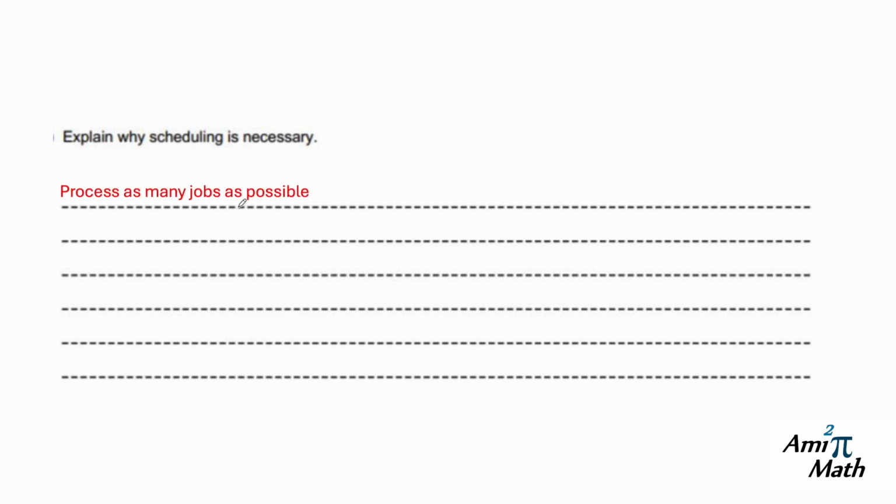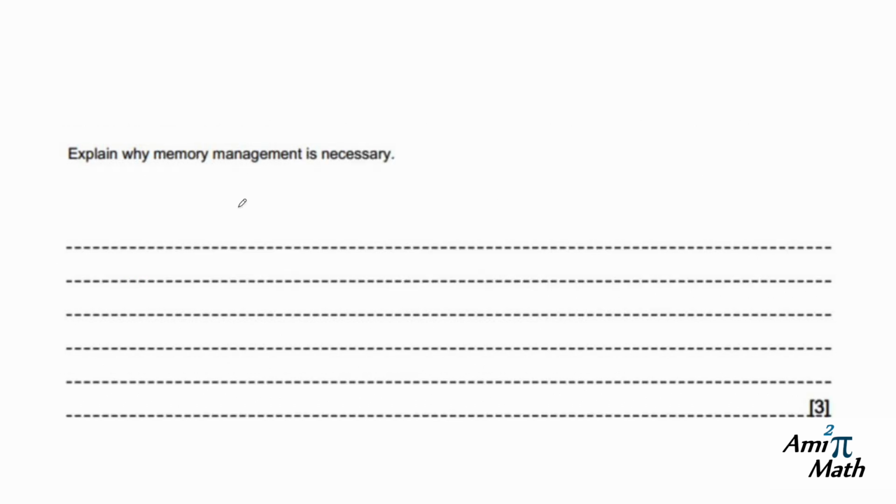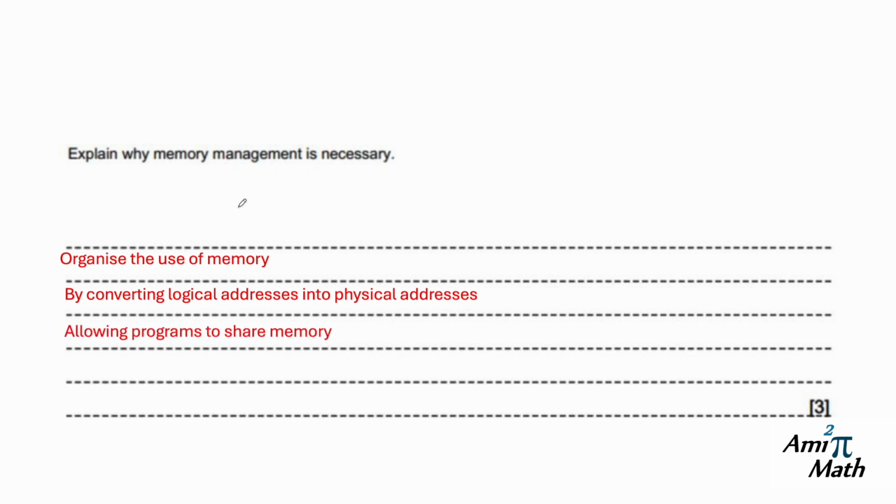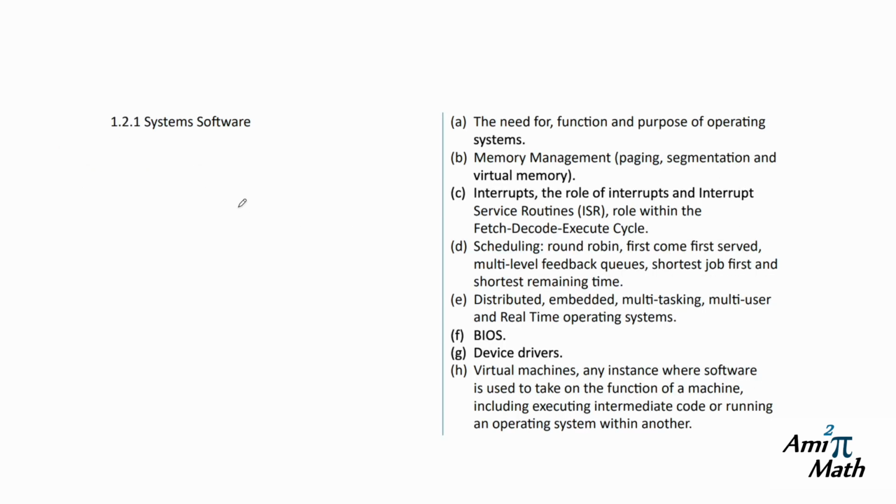Explain why scheduling is necessary. Scheduling allows for processing of as many jobs as possible in the least possible time, and it ensures that all jobs are processed fairly with an efficient use of resources. Explain why memory management is necessary. So it organises the use of memory, and it converts logical addresses into physical addresses so that programs can share memory with each other.